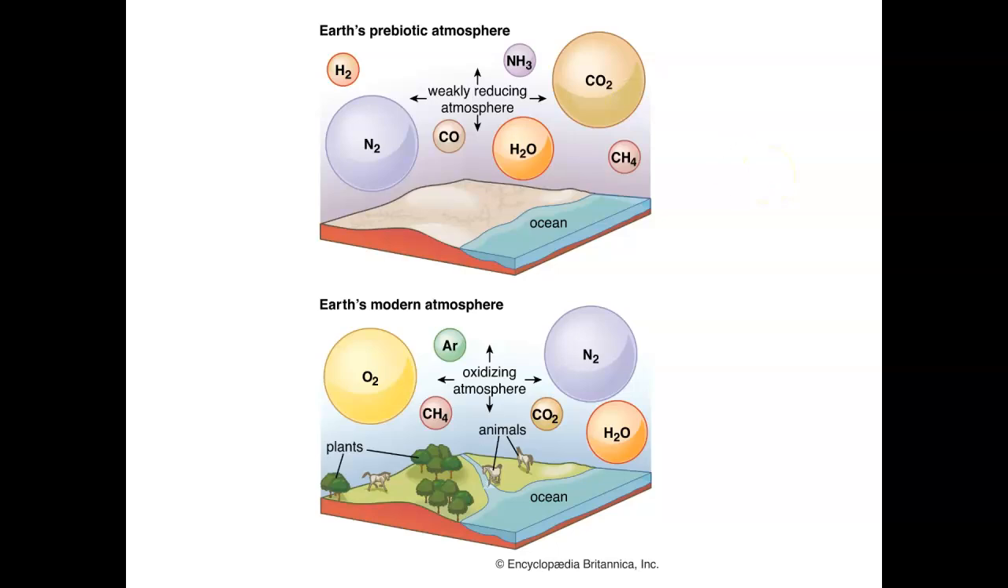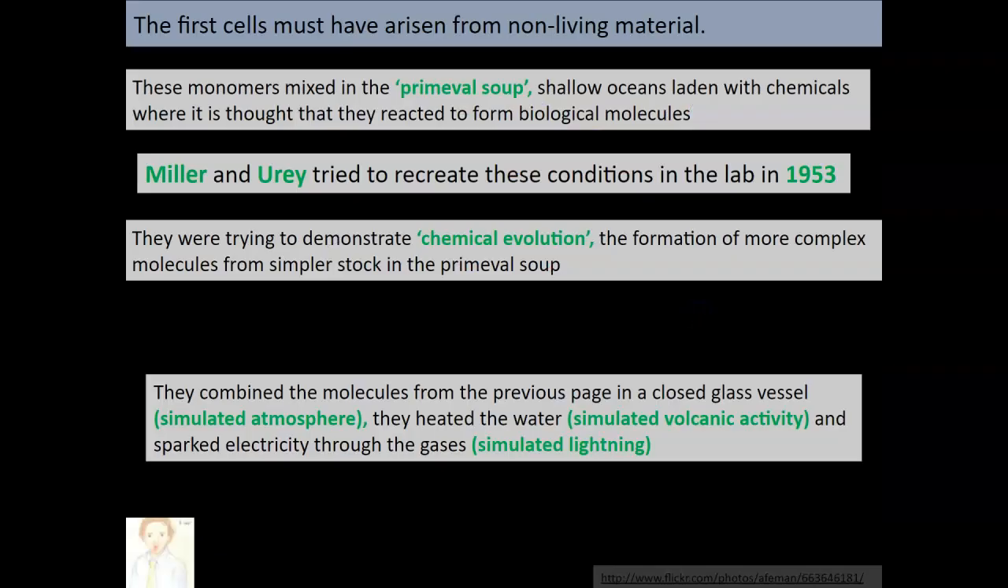Here are just pictures showing how different Earth's prebiotic, before life, atmosphere was compared to today's atmosphere. At some point, monomers would have formed, and these monomers must have formed from chemicals that reacted together to create the monomers and ultimately led to polymerization that led to the biological molecules that we know are essential to life today. So carbs, proteins, nucleic acids, and lipids.